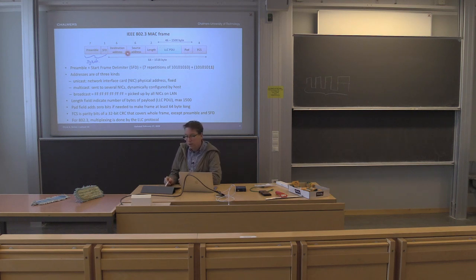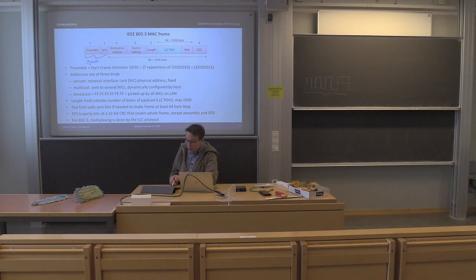So then there is the destination address, and these are the MAC addresses, these 48-bit network addresses. There are 3 kinds: unicast, multicast, and broadcast. Unicast identifies a network interface card. It's its physical address. Multicast means that we address several network interface cards on the LAN. Broadcast means that we address every network interface card on the LAN.